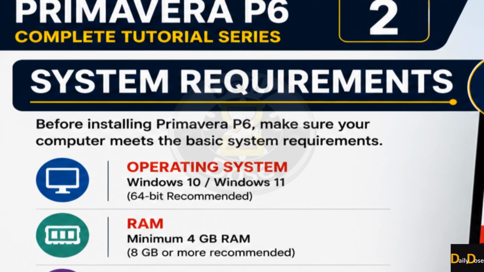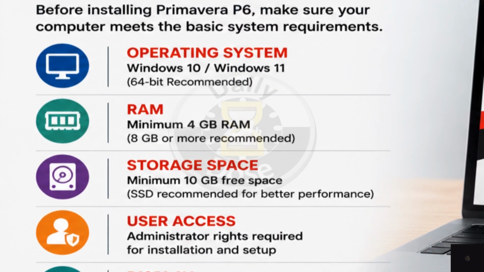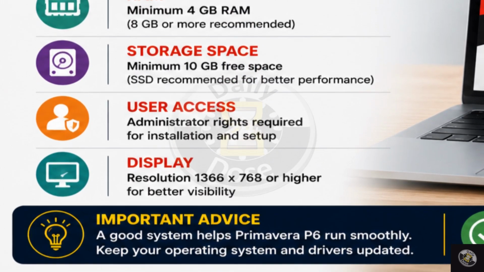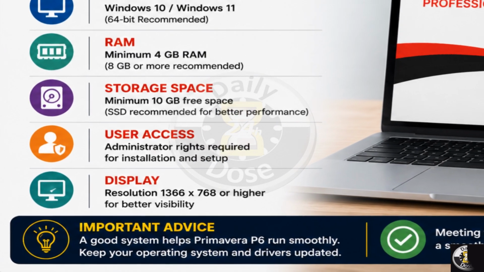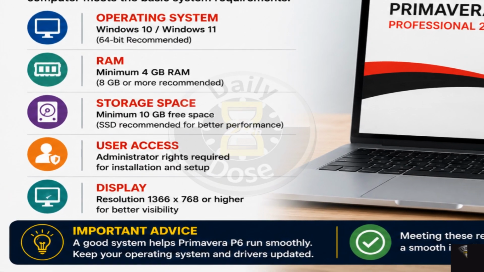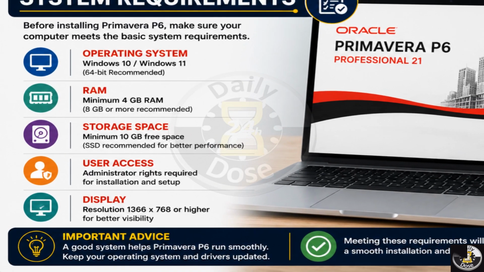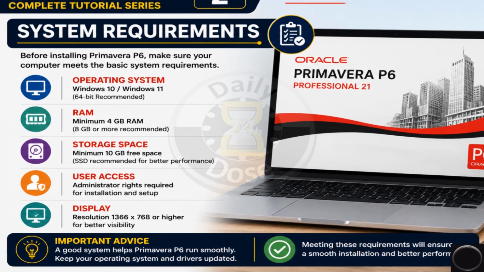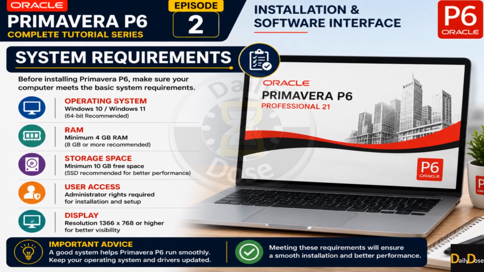System requirements. Before installation, make sure your computer meets the basic system requirements. You should have Windows operating system, minimum 4 GB RAM, sufficient storage space, and administrator access for installation. A good computer helps the software run smoothly.